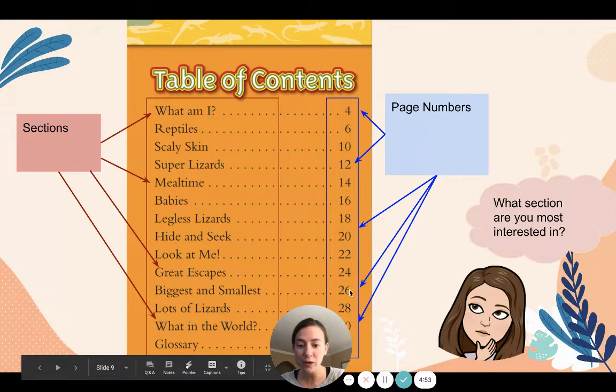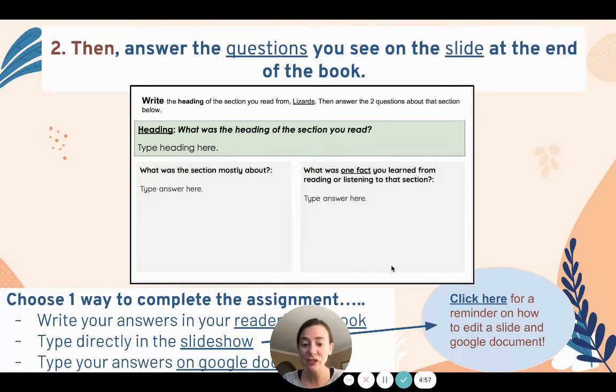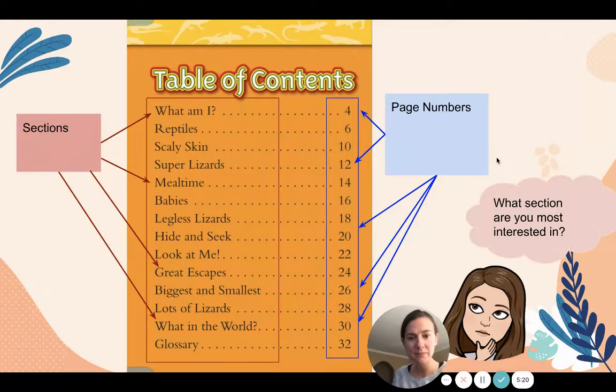Then, after you read that section, you are going to answer this worksheet here. You can do that by typing in the slideshow or writing in your reader's notebook. The questions are: what was the heading of the section you read? And what was the section mostly about? And what was one fact you learned while you were reading or listening? Okay, let's do this together to practice.